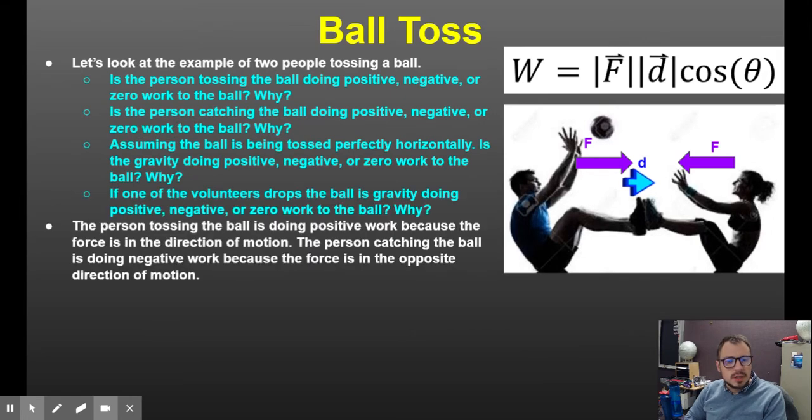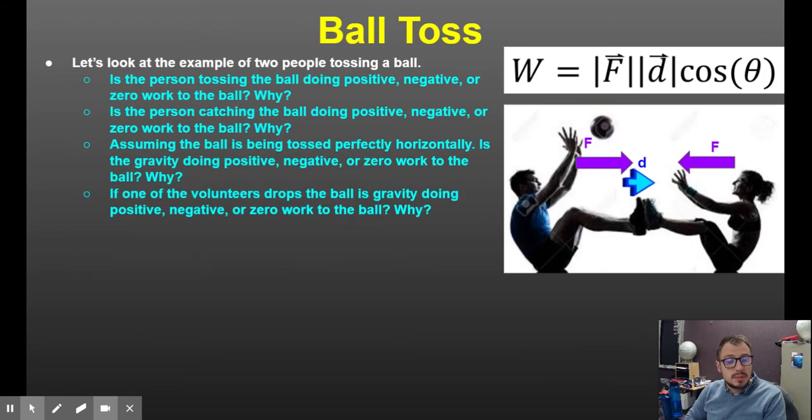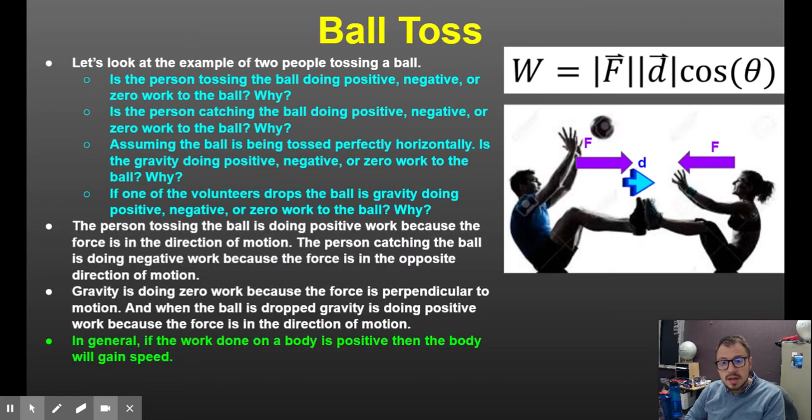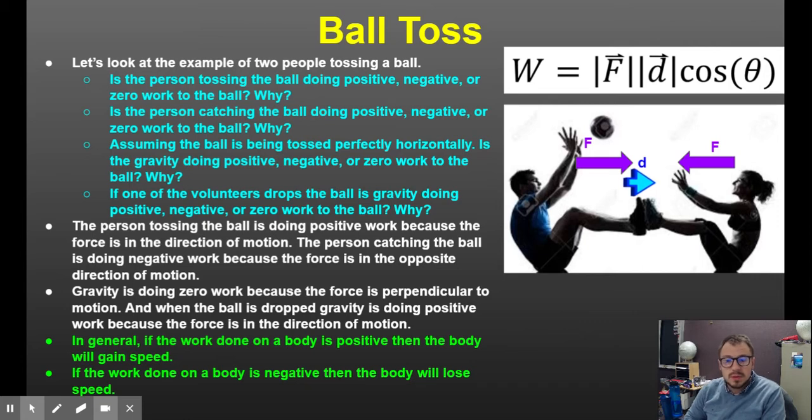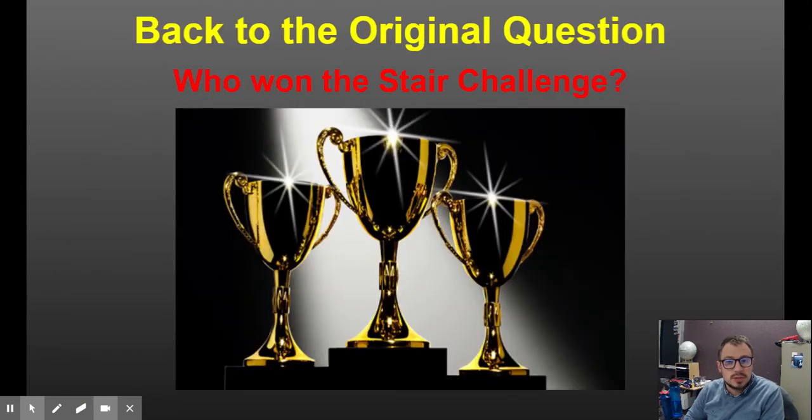So we did that ball toss. The person that throws the ball is applying the force in the same direction as the motion, so that person is doing positive work. The person that's catching it is applying a force in the opposite direction of motion. They're slowing it down, so that person is doing negative work. In general, if the work done on a body is positive, then the body will try to gain speed. If work done on a body is negative, then that body will try to lose speed.